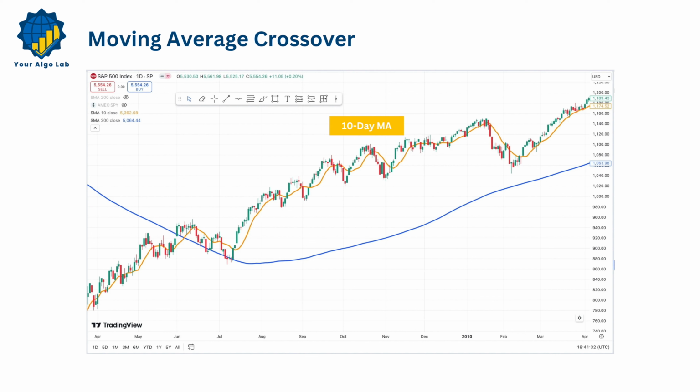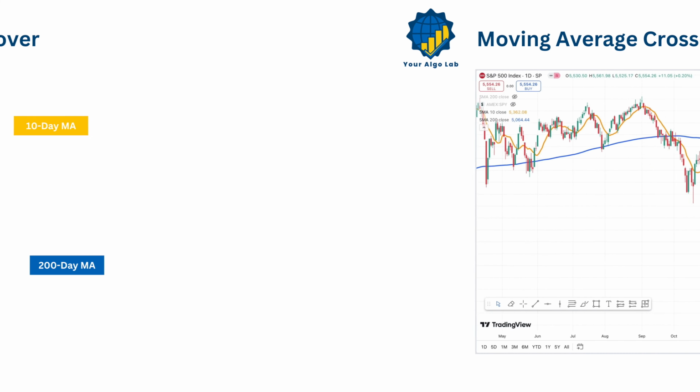Here we have a 10-day moving average represented by the orange line and a 200-day moving average shown by the blue line. A buy signal is triggered when the short-term moving average crosses above the long-term moving average. This moving average crossover can serve as a method to filter trend signals. If we relied only on a simple 200-day moving average strategy, two false signals would have occurred. However, by implementing the moving average crossover, these false signals were avoided.